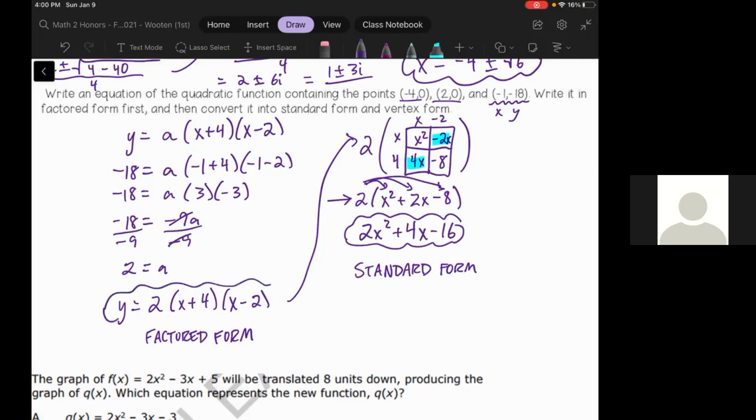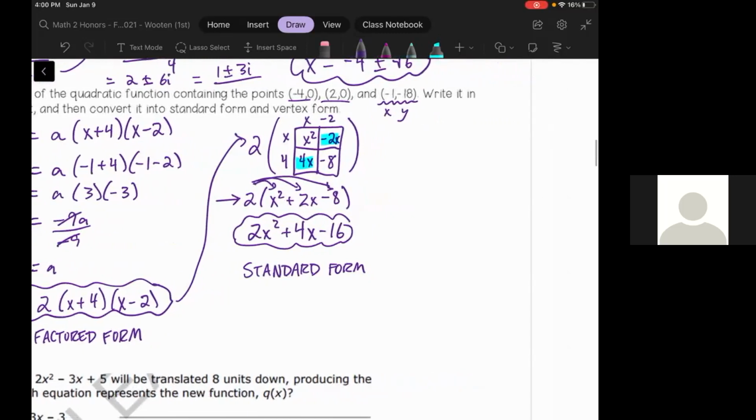So I have factored form, I have standard form. Now one last form, I need vertex form. So remember with the vertex form, what we're wanting to do is get the x squareds and x's on one side, any other numbers on the other side, and then use an incomplete square and complete the square. So I'm going to take this standard form now. I'm going to write it out, 2x squared plus 4x minus 16.